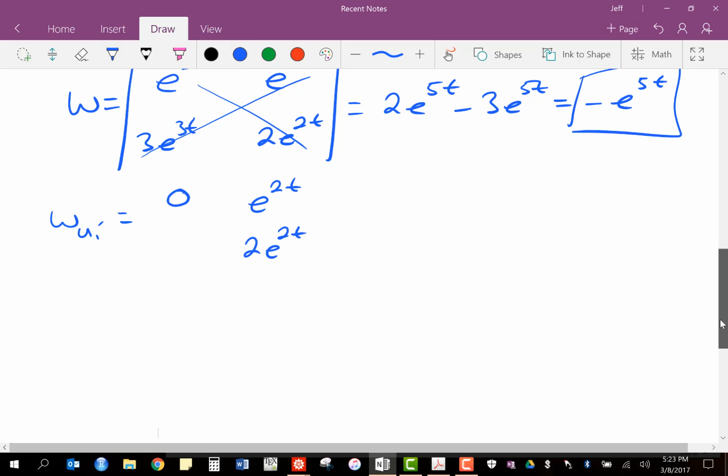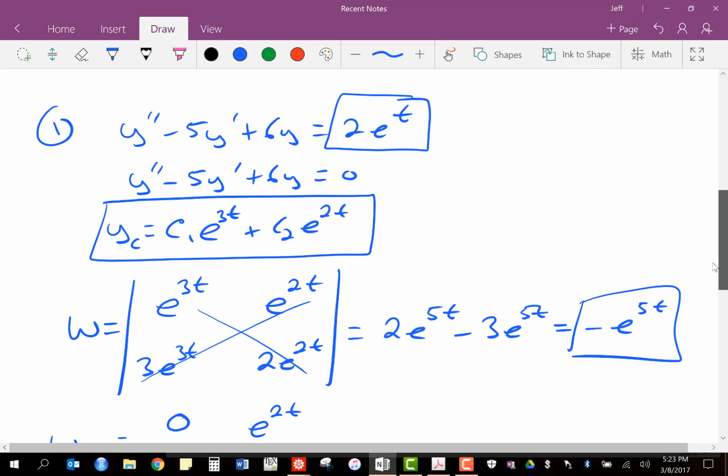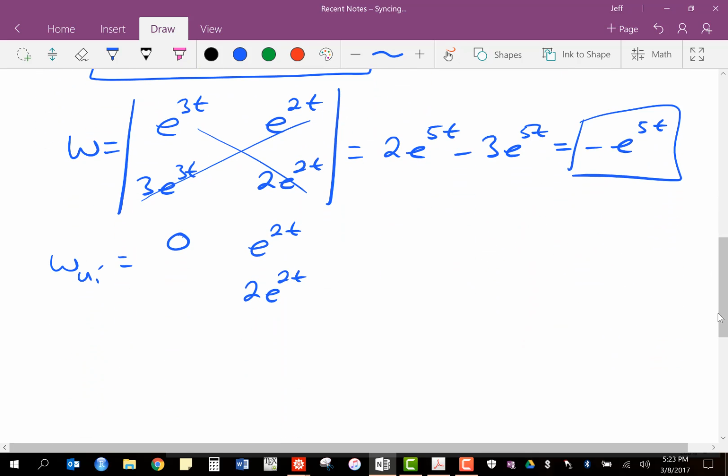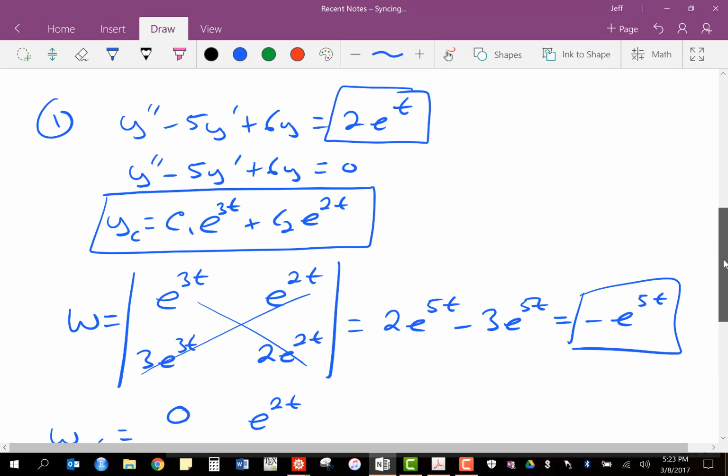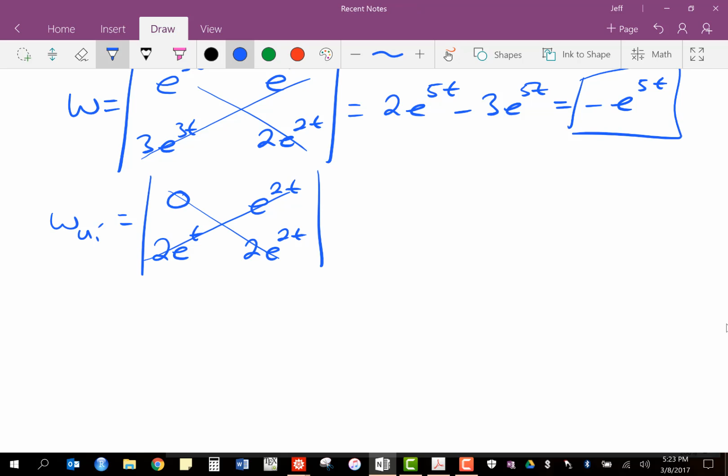And then the second row is always going to be the thing that made the differential equation non-homogeneous. So 2e to the t. Multiply this way, multiply this way. I get 0, and then minus 2e to the t times e to the 2t. That'd be minus 2e to the 3t.